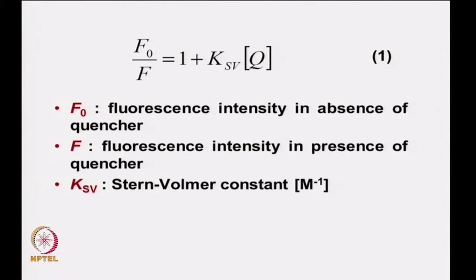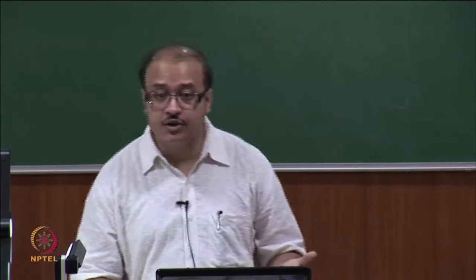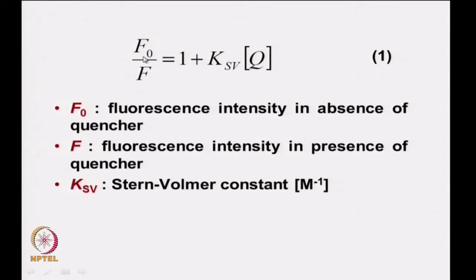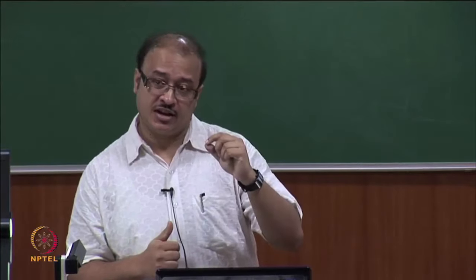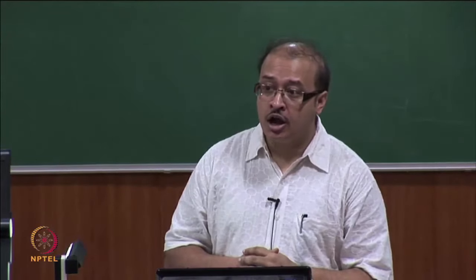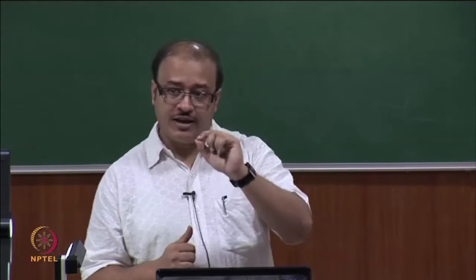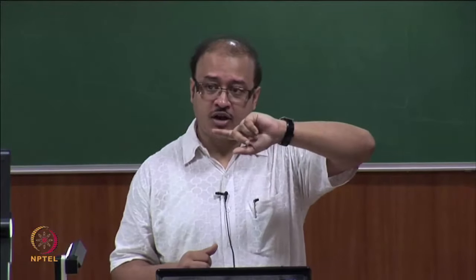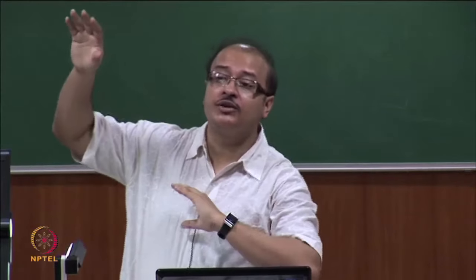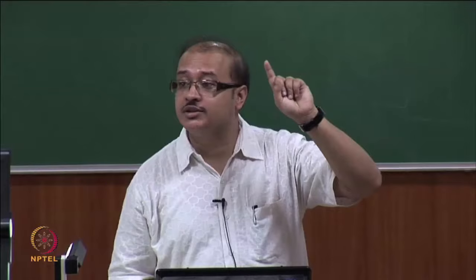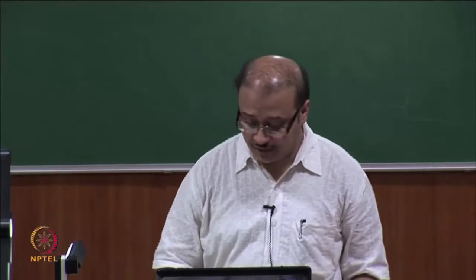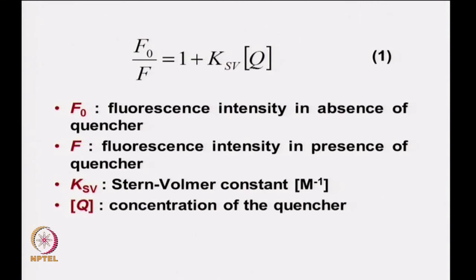So, if you ever have any doubts, if you ever are confused, just look at this equation and make a dimension comparison. Now, what is F 0 by F? Because we are talking about fluorescence quenching, F is always less than F 0. F is the fluorescence intensity in the presence of the quencher. So, F 0 by F will always increase, because with increase in quencher concentration your F is decreasing, but F 0 was always the same. So, you will see an increasing trend and it is mostly linear based on this equation. Again, what is Q? Q is the concentration of the quencher.